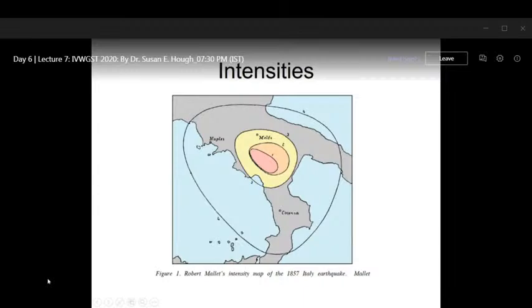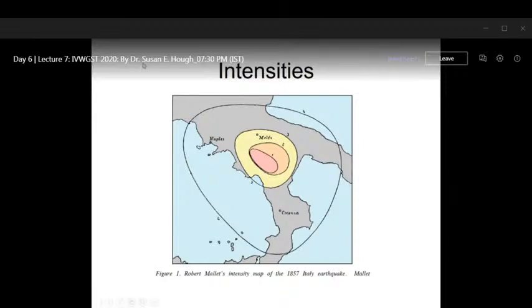So I wanted to start with just a few words about intensities because it's an old idea, but it remains a very important one, and it's going to come up throughout this talk. So the idea, I'm sure you know, an earthquake magnitude is a number that tells you what the size of the earthquake is. But the magnitude scale was only introduced in 1935 by Charles Richter. Before that, there was no way to measure the size of an earthquake, but people used intensities, numbers to describe how strong the shaking is in any place.